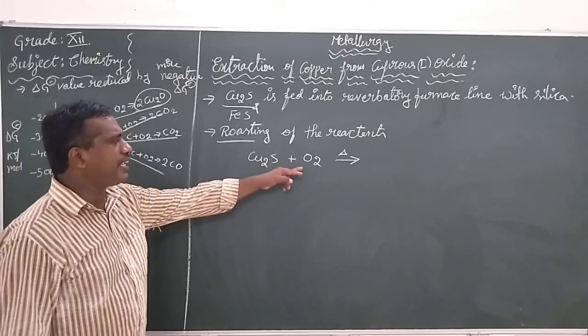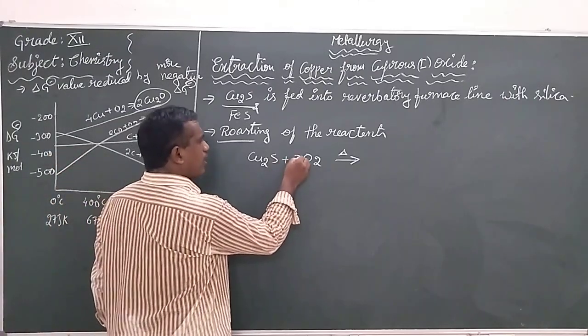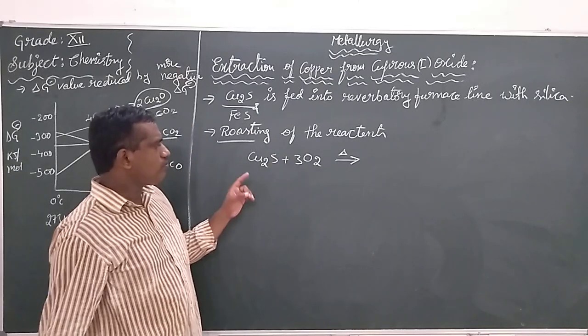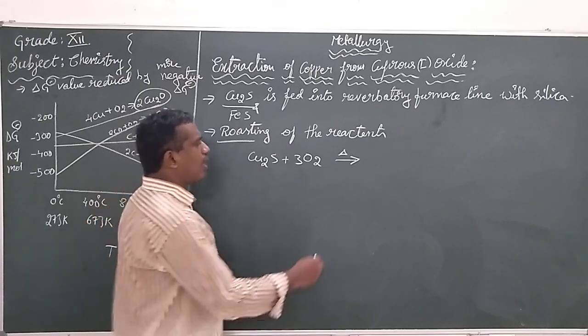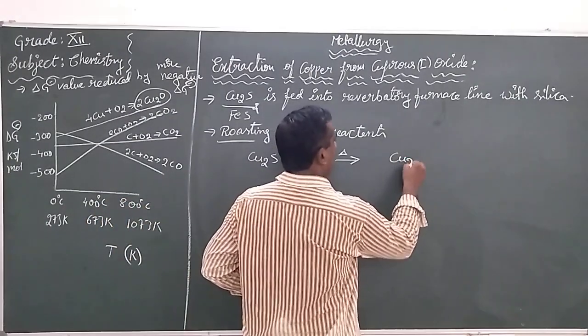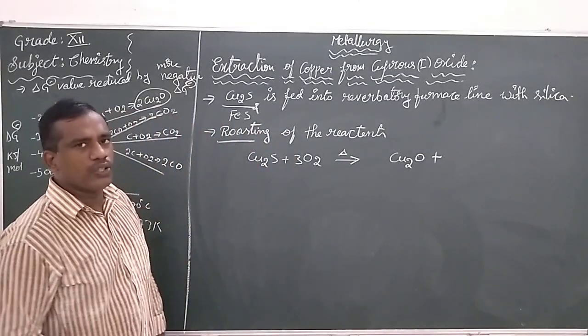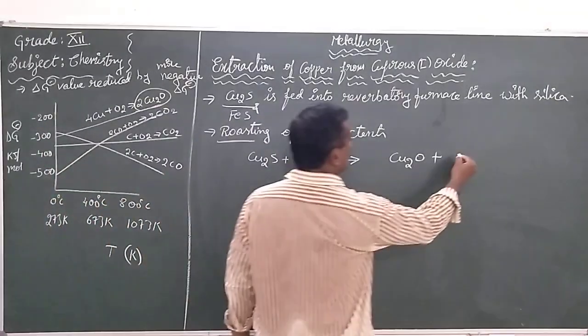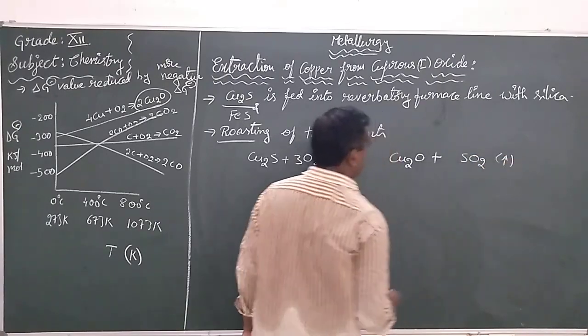This Cu2S that is formed there undergoes the process of roasting. Roasting means heating in the presence of oxygen. Cu2S when heated in the presence of oxygen is going to form Cu2O. What is it going to form? Cu2O. And it is also going to form sulfur dioxide gas.